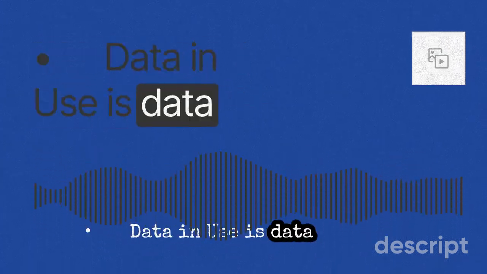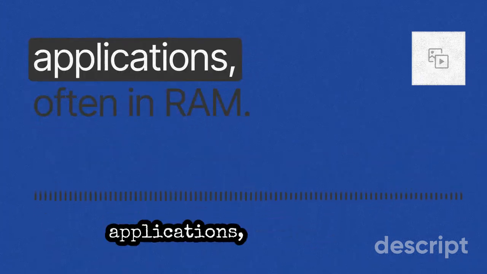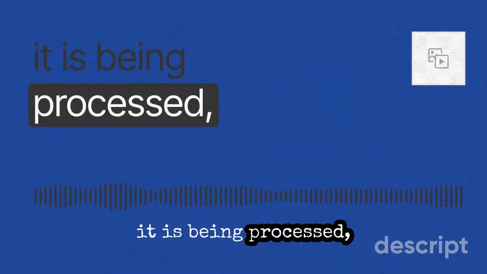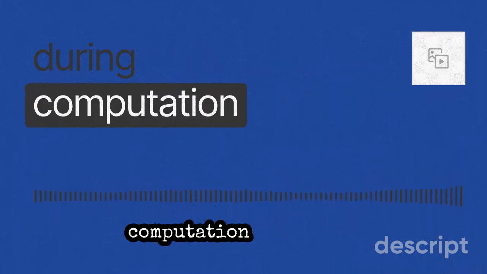Data in use is data actively being processed by applications, often in RAM. The risk here is higher because attackers can access this data while it is being processed. Therefore, encryption during computation and secure memory access are important.